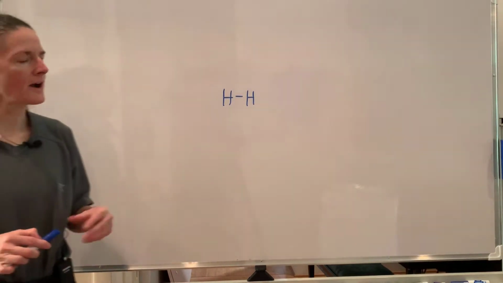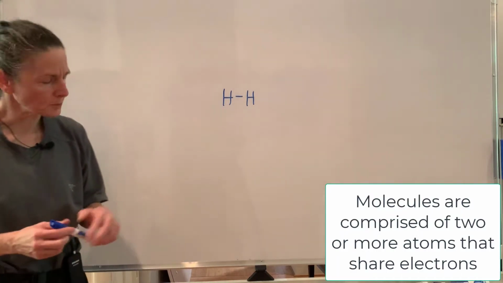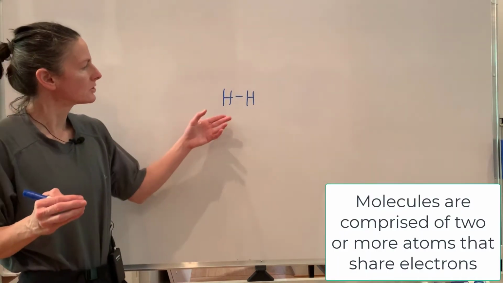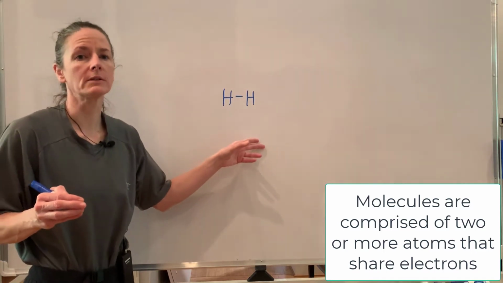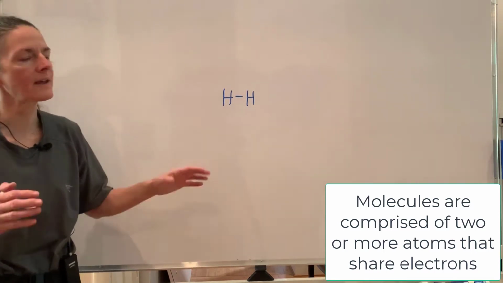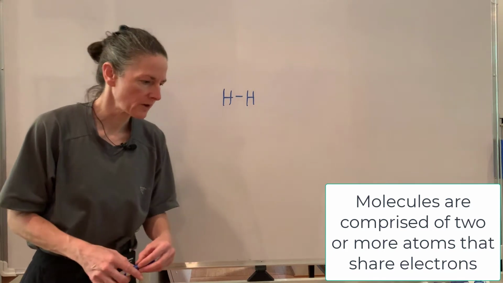So now I'll go ahead and define what a molecule is. A molecule is two or more atoms that are bonded covalently. So they have to have a covalent bond. They have to share electrons.